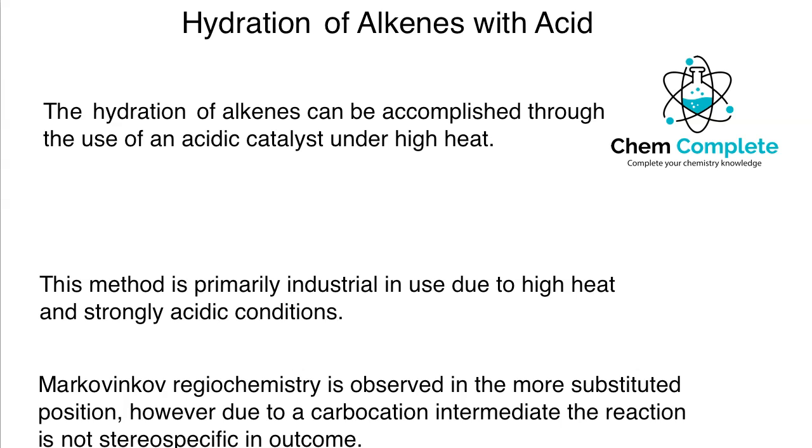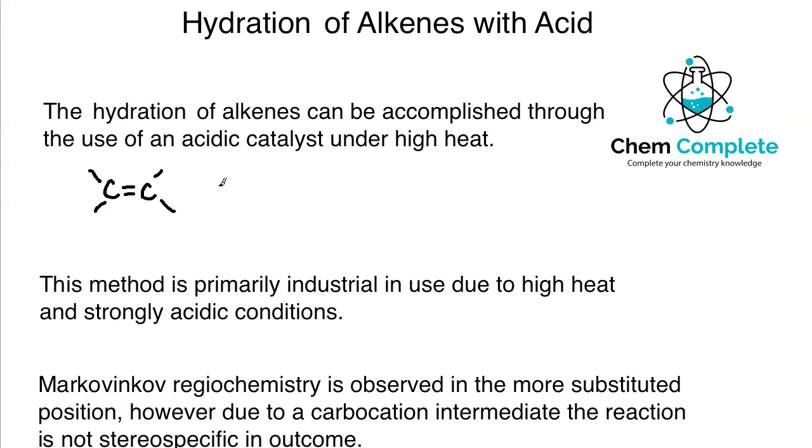So getting into hydration of alkenes using an acid. The hydration of alkenes can be accomplished through the use of an acidic catalyst. Now, because it's a catalyst, that means we will regenerate the acid at the end of the reaction, and this needs to be accomplished under high heat. So what we have is some sort of a generalized alkene with the pi bond, and we will expose that to a strong acid and heat.